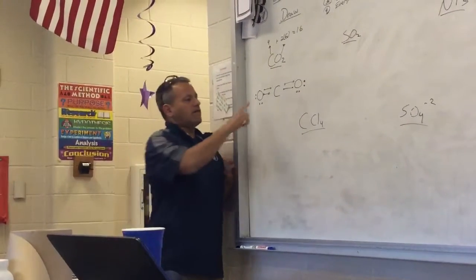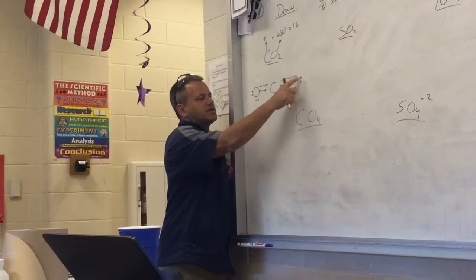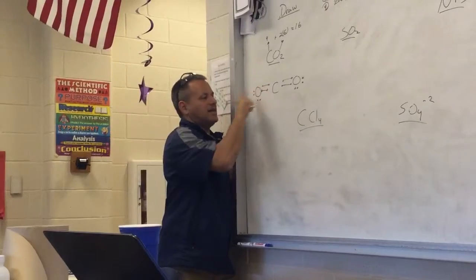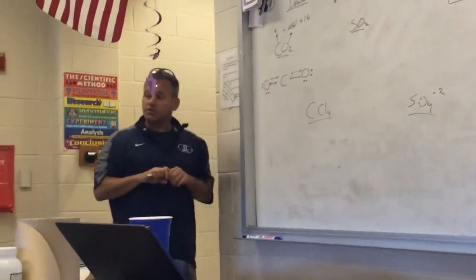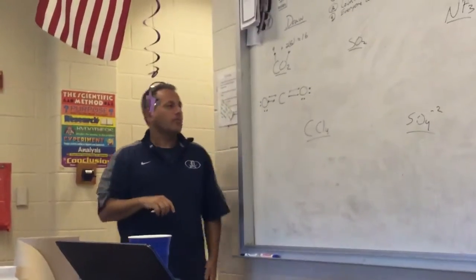Okay, so I've got 2, 4, 6, 8 for carbon. I've got 2, 4, 6, 8 for oxygen, and 2, 4, 6, 8 for the other oxygen. They all are surrounded by 8. So that's the answer. That's the correct one. Alright?